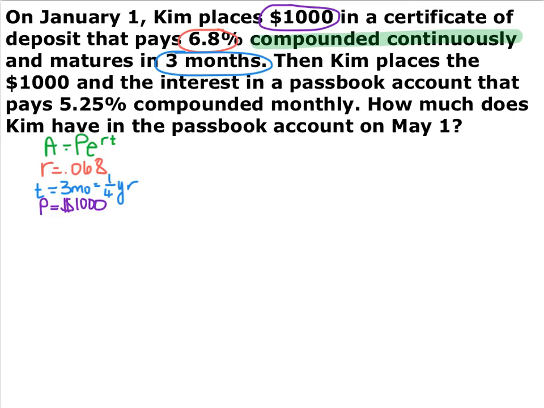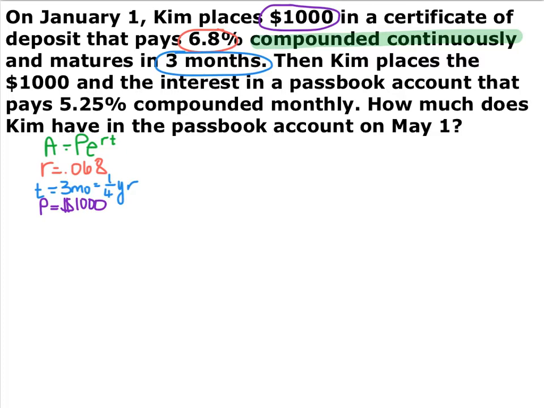So this first part, Kim takes $1,000 and puts it in what's called a CD, or a certificate of deposit. It tells us that it's compounded continuously, which is our PERT, A equals PE to the RT. They give us our interest rate and they give us our time. However, they give us our time in months. Our interest rate is in years, so we need to convert this to a quarter of a year. So this is all our information.